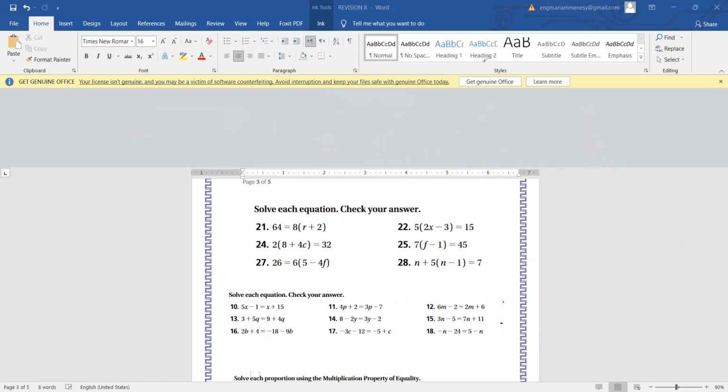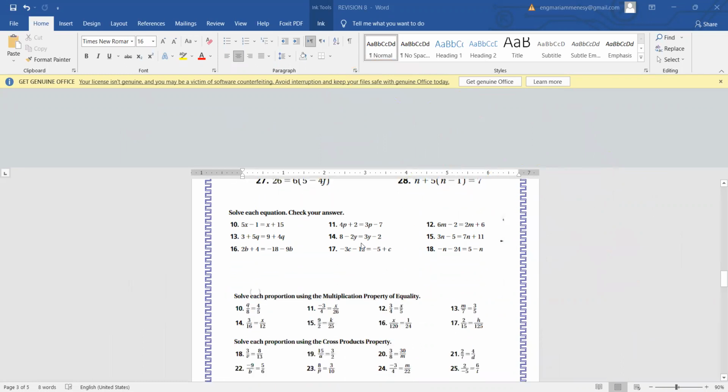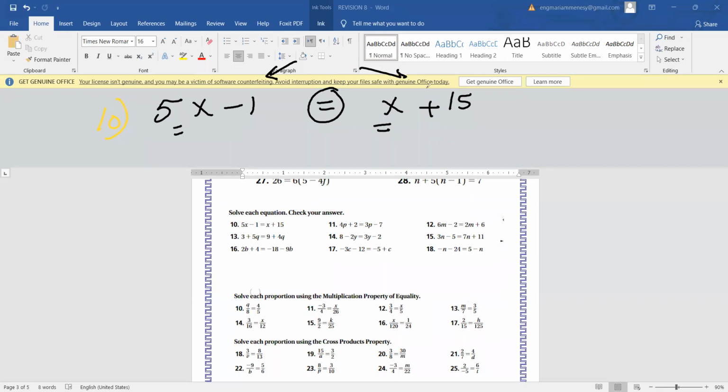I have variables on both sides, my dear. I'll solve number 10: 5x minus 1 equals x plus 15. How can I solve it? I have an equal sign, a variable on the left-hand side and a variable on the right-hand side. Which is the smaller one? 5x or 1x? 1x. Then subtract 1x from both sides.